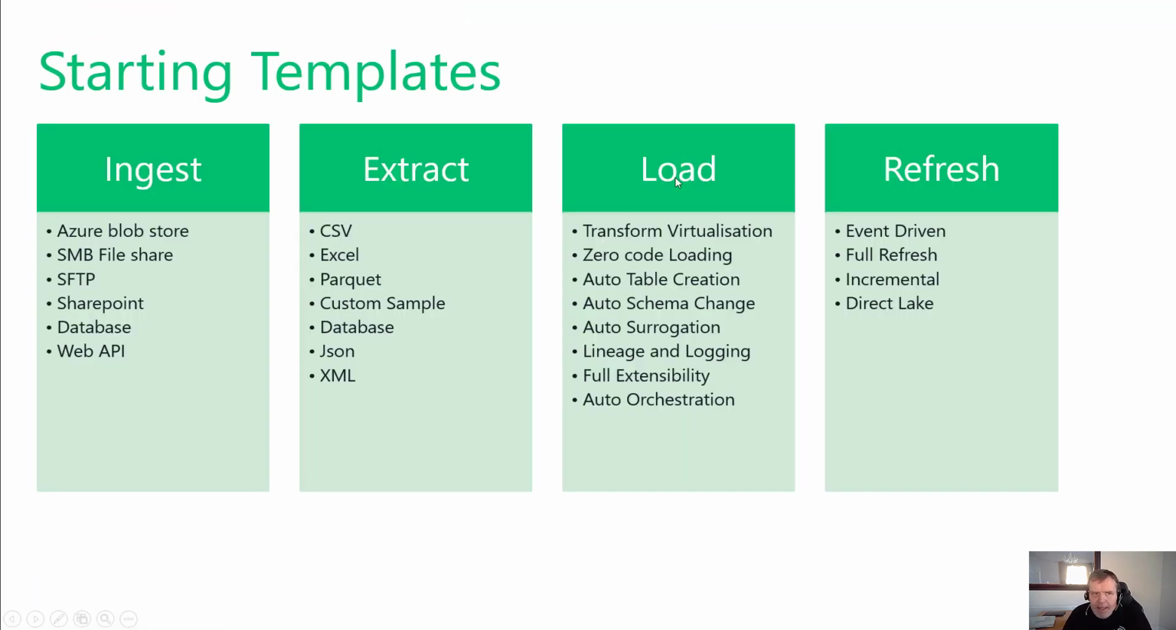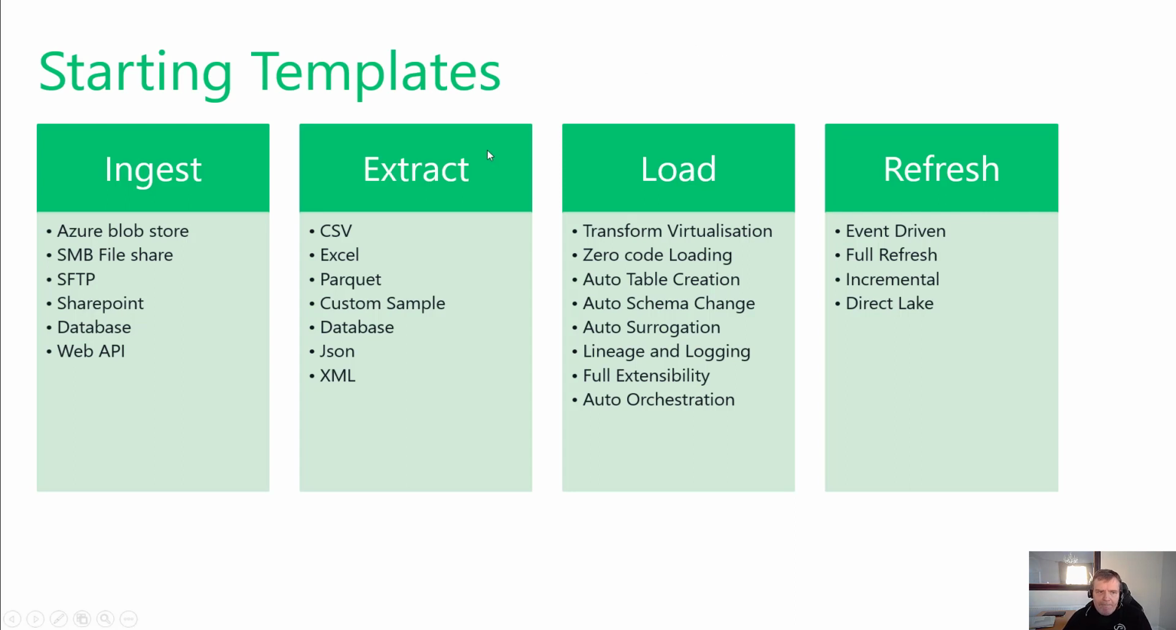Now, the standard framework that we ship has templates for ingest and extract. So for ingest, we have standard templates that we've written in Python notebooks and in data pipelines for reading in from Blob Store, OneLake, SMB file shares, SFTP, SharePoint, databases, and of course, web APIs, right? A lot of system-to-system integration is done by web APIs, especially if you're reading from a best-of-breed system like SAP, Oracle ERP, Greenhouse, Workday, and so forth, right?